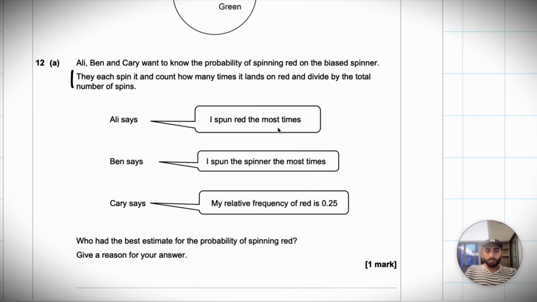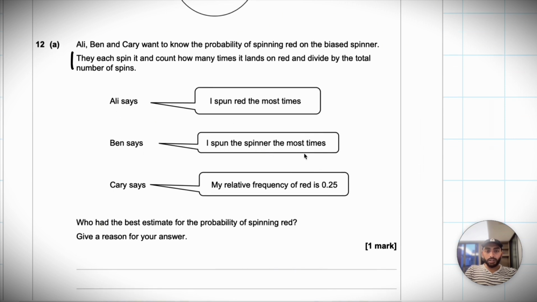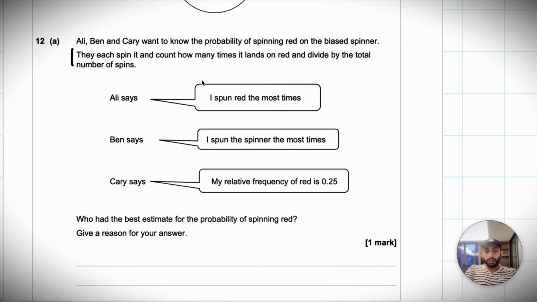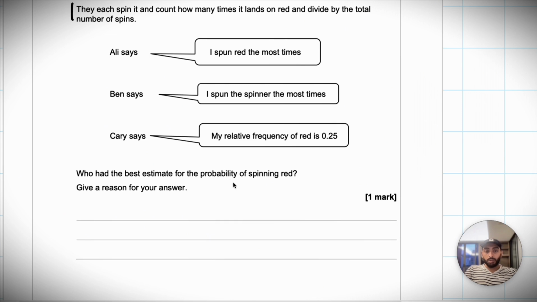Ali says, I spun red the most times. Ben says, I spun the spinner the most times. And Carrie says, my relative frequency of red is 0.25. Now just remember, I'm assuming that this is 90 degrees. It might not be. Who had the best estimate for the probability of spinning red?